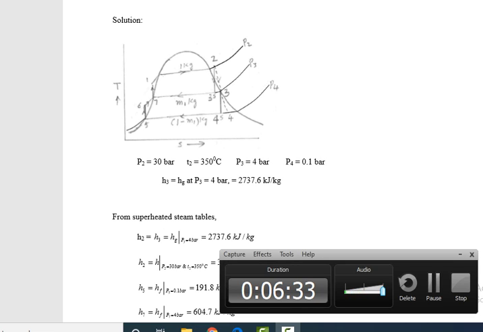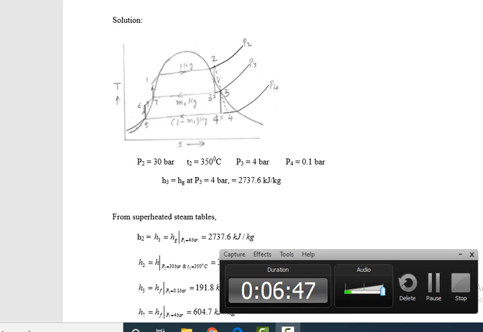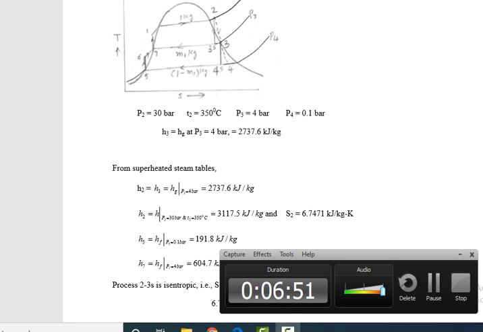P2 is the turbine inlet pressure. P3 is 4 bar, that means this is the blending pressure, and this is the condenser pressure. You have to find this value from the enthalpy value. At the P3 point, the blending section, you get the enthalpy value 2737.6 kJ per kg from the steam table.